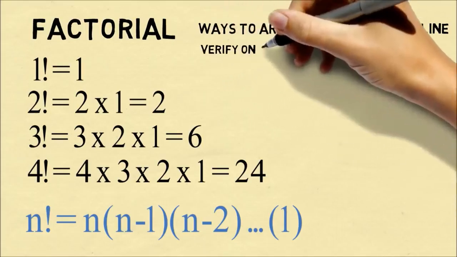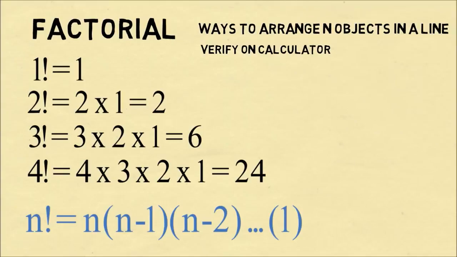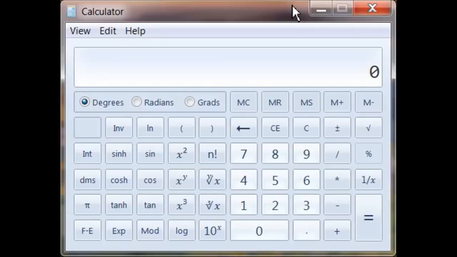So let's play around with the calculator and verify some of these calculations. We'll start out by trying 1 factorial. We'll press 1 and then the factorial to get an answer of 1. We'll then do 2 factorial. 2 factorial, that's equal to 2. 3 factorial is equal to 6. And 4 factorial is equal to 24. So everything is as we expected.